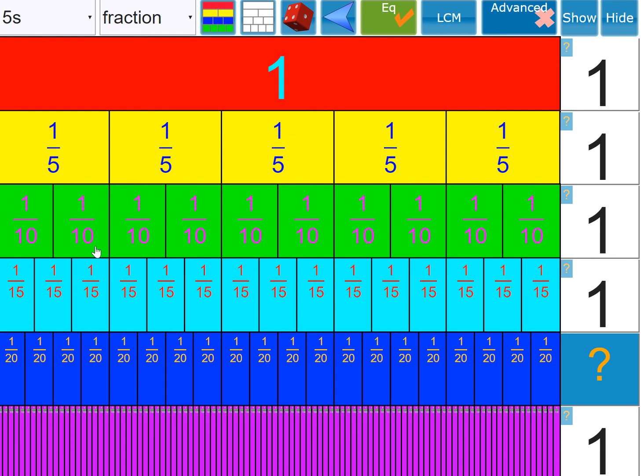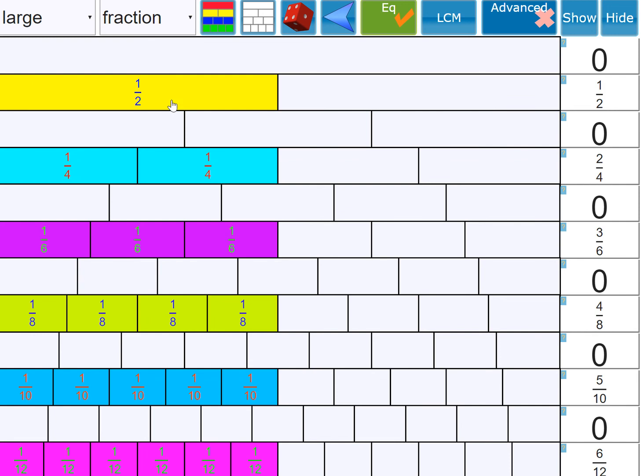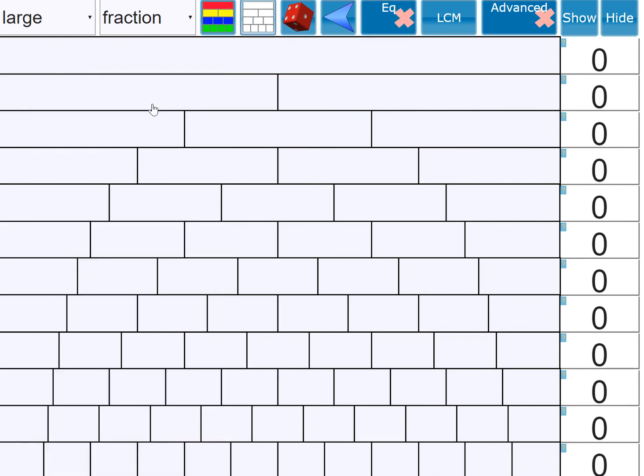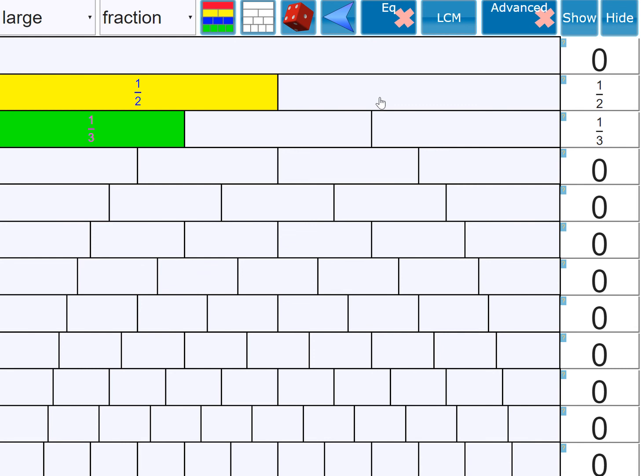So they are really important for when I'm trying to add fractions that don't have the same denominator. So for example, if I did a half and a third, let's not do equivalent fractions anymore. Let's clear that. So if I had a half and a third, I'm going to add those. The problem is that I've got different size things, so when I put them together, it's an issue.